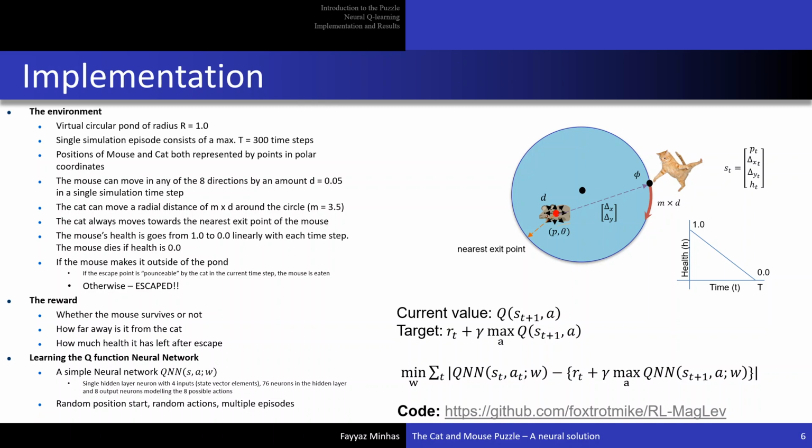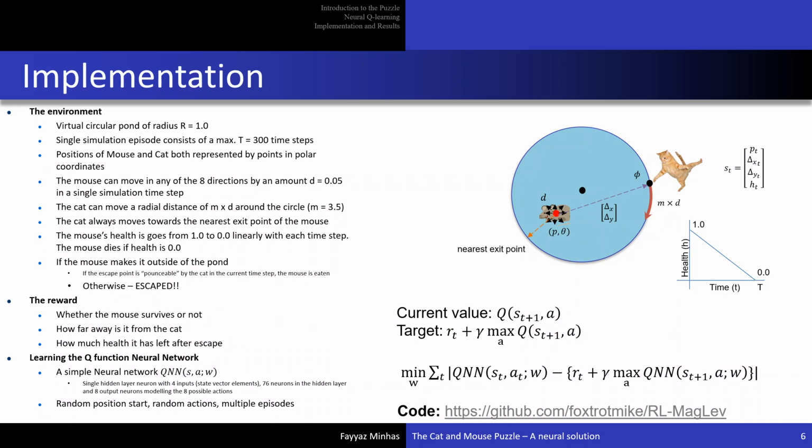The neural network we use is very simple. We use a single hidden layer. There are 4 input neurons because there are 4 elements in our input vector. There are 8 output neurons because the Q function has 8 outputs corresponding to the 8 actions that we can take. And in the middle is a hidden layer with 76 neurons.